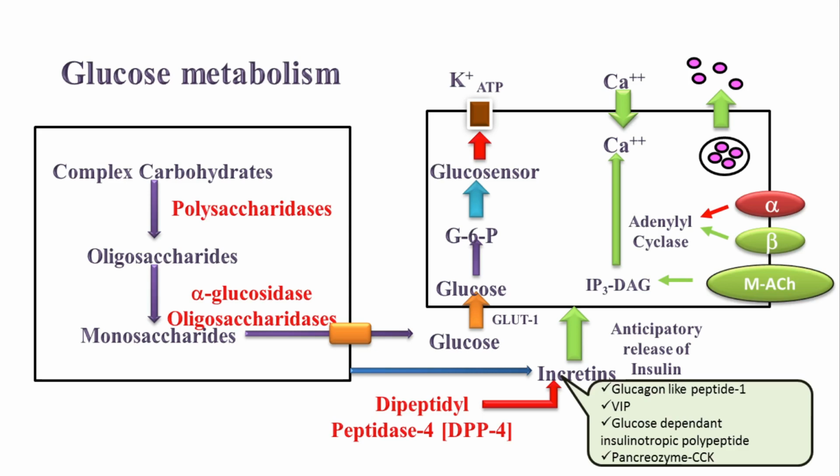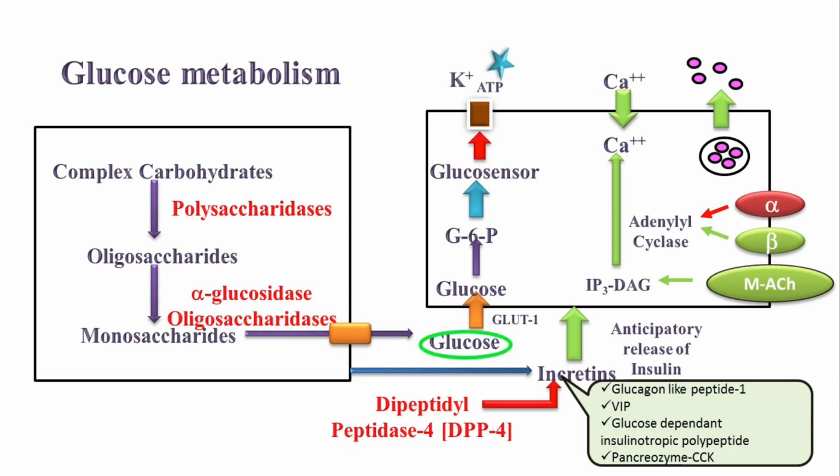The actions of incretins have to be controlled, otherwise there will be too much anticipatory release, and hence we have an enzyme called dipeptidyl peptidase 4, which will break those incretins and stop their action. Keeping this in mind, let us target the blood glucose level. We have to lower the blood glucose level. How can we do that?